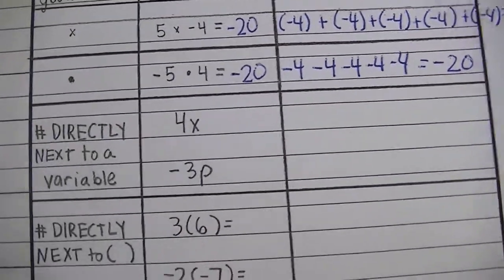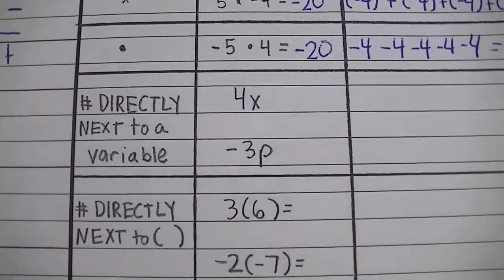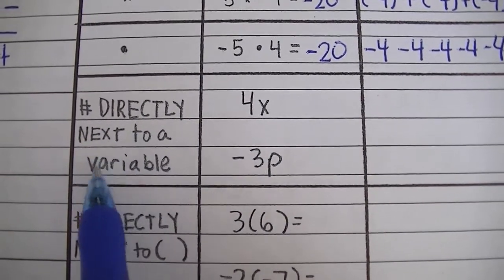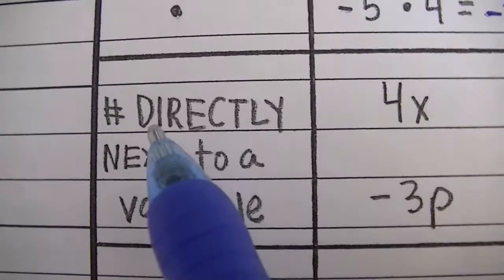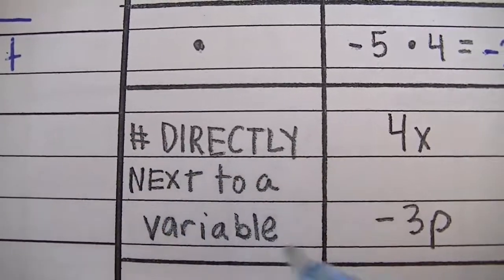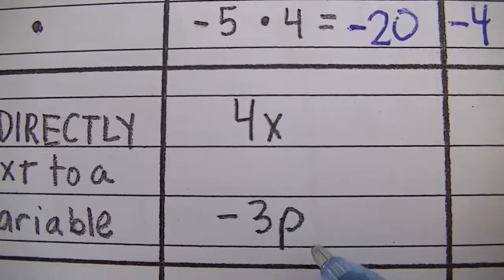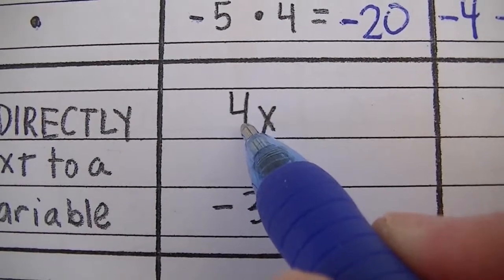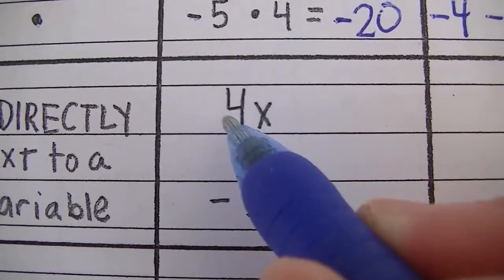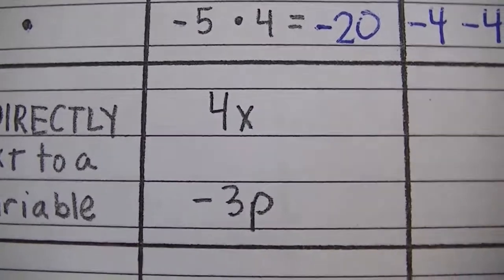Here's another way that you're going to see multiplication represented, and you may not have seen this before. When you have a number directly next to a variable, notice how I put this in capital letters, directly next to a variable, like what you see here, this means multiply. The number in front of the variable is called a coefficient. That just tells you how many times to add x to itself, or whatever variable you're talking about.